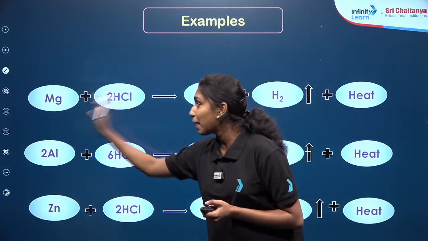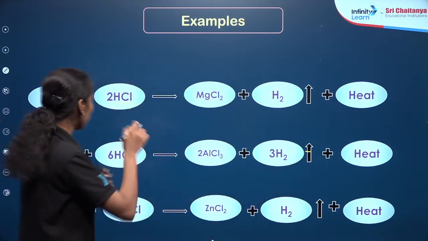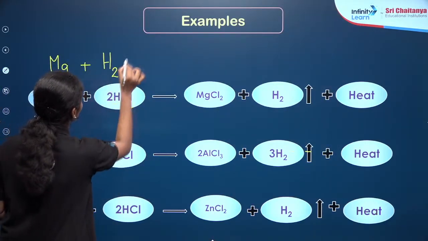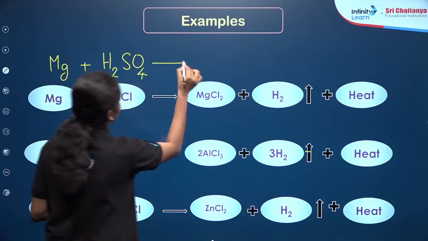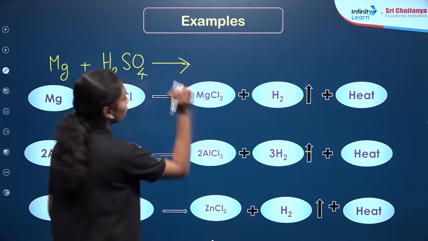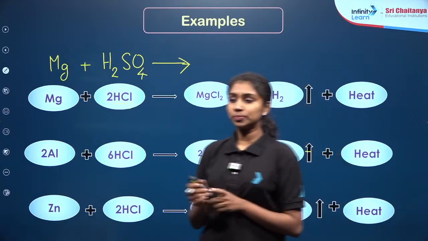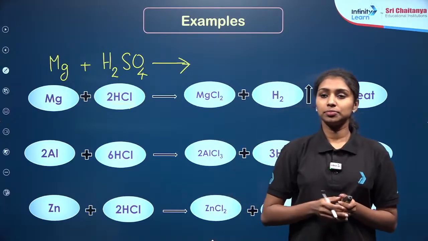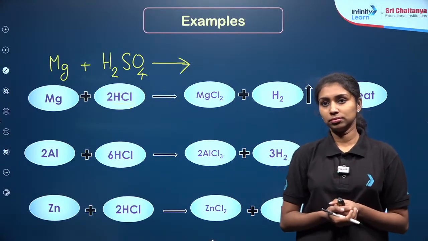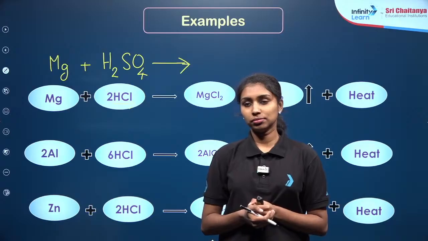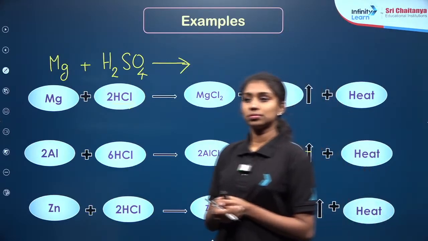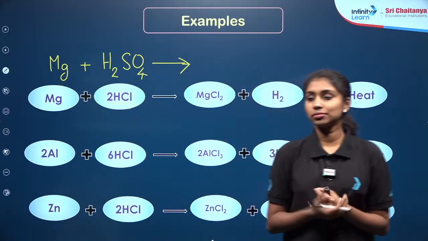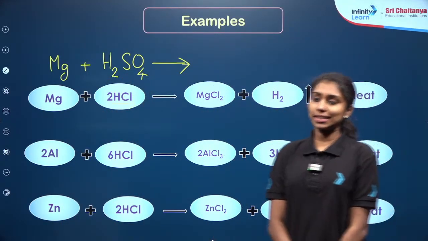For example, if I am taking magnesium, instead of hydrochloric acid, I am taking H2SO4, dilute sulfuric acid. What will be the product I am getting? Can anyone please say in the comment box? What will be the product? Just let me know the answer in comments.